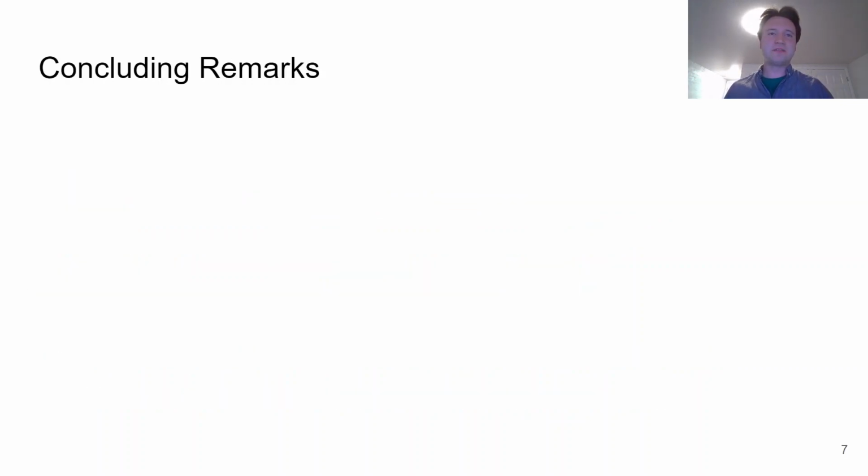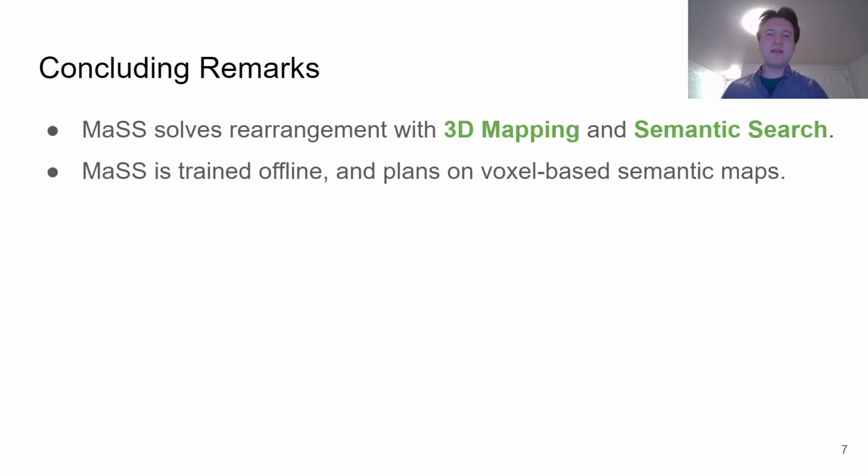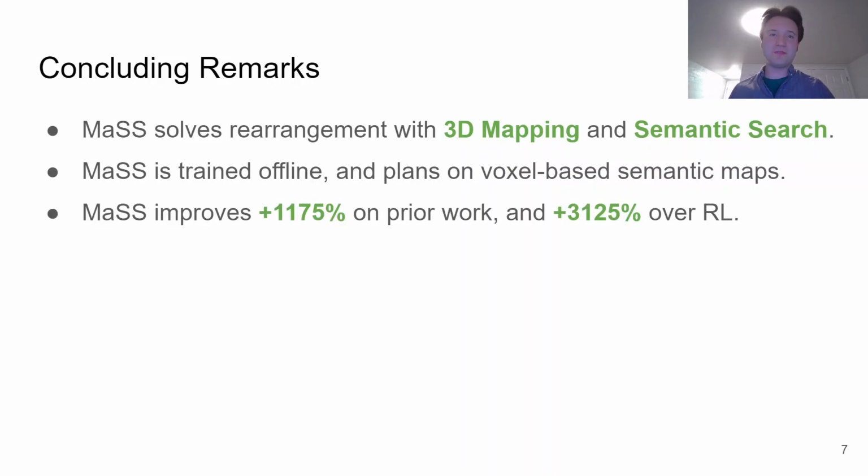We presented MaSS, a solution for visual rearrangement problems using 3D mapping and semantic search. MaSS is trained offline and uses planning with voxel-based semantic maps to rearrange objects. Our results show that MaSS is efficient, improving by 1,175% on prior work and over 31 times over the leading end-to-end RL-based approach on the leaderboard.